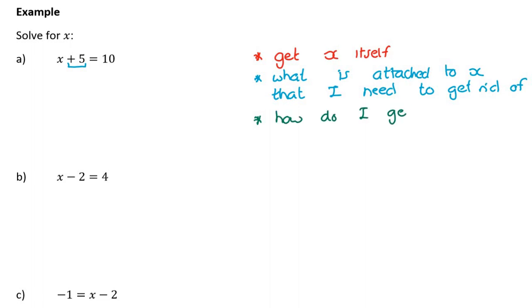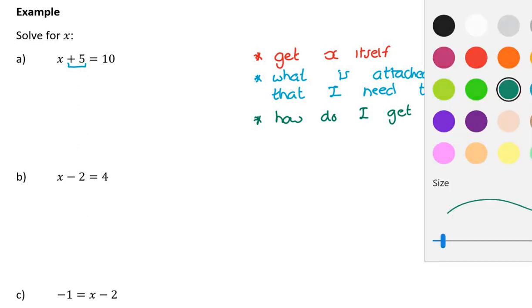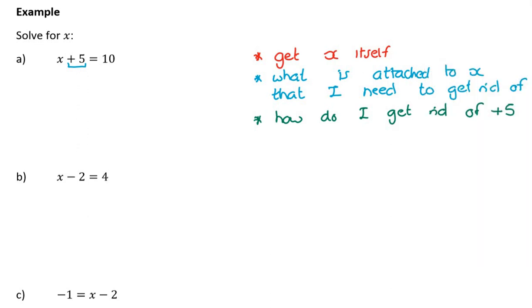If I want to get x by itself, I've got to get rid of adding 5. And the answer to that is something that we should have learnt in grade 8, and that's something called the inverse operation. And inverse operation means the opposite of adding 5. And we all know what the opposite of adding 5 is, but we probably haven't heard that word inverse operation in a while. It basically just means the opposite operation.